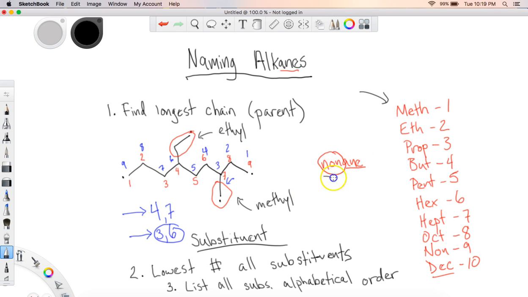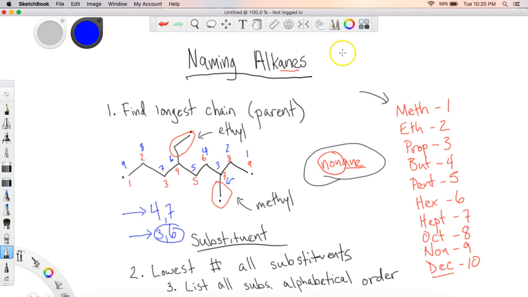And the parent chain does not count when we're doing that. The parent chain is always last, so you don't consider, oh, nonane has an N. Okay, you don't worry about any of that kind of stuff. So now, if I were to give the full proper name here, I can use the rules that are present in order to give the proper name.